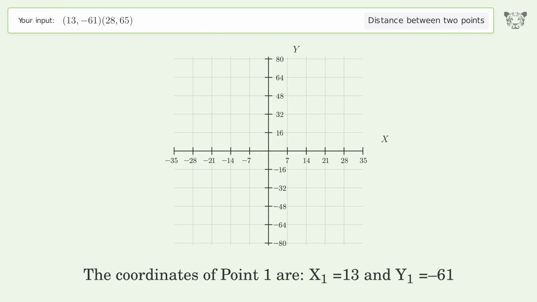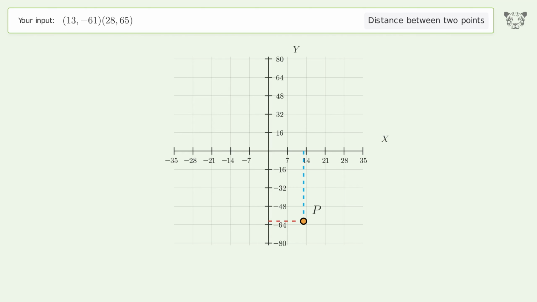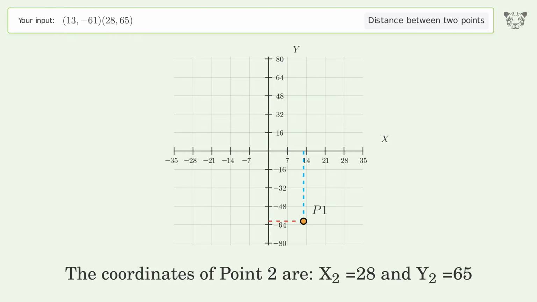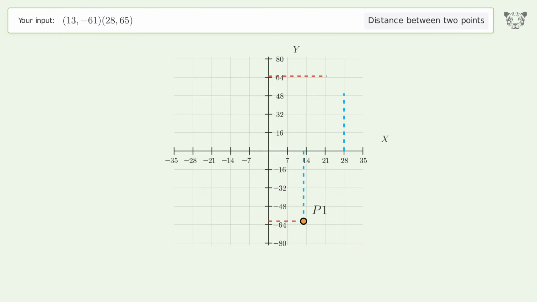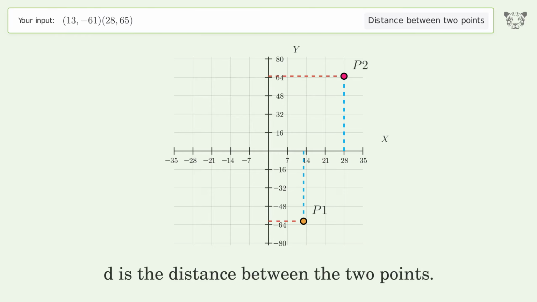The coordinates of point 1 are x1 equals 13 and y1 equals negative 61. The coordinates of point 2 are x2 equals 28 and y2 equals 65. D is the distance between the 2 points.